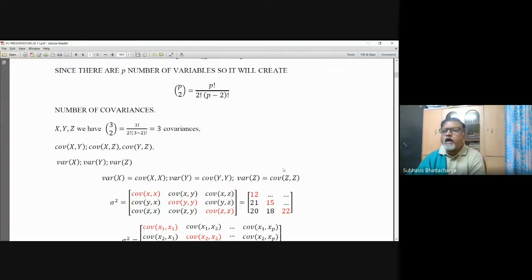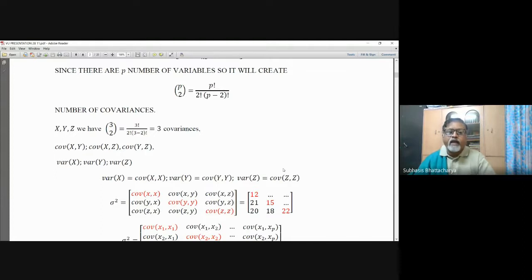Now look, variance of x, you know the variance formula: 1 by n summation of xi minus x bar whole square. And that xi minus x bar whole square can be written as xi minus x bar multiplied by xi minus x bar. So the variance can also be expressed in the form of covariance. So we write the variance of x as the covariance between x and x. Similarly, variance of y can be expressed as covariance of y with y, and variance of z is covariance of z with z.